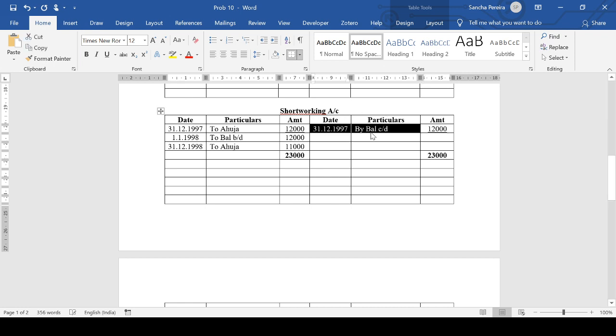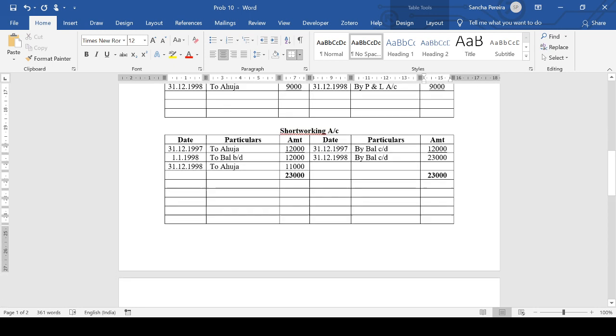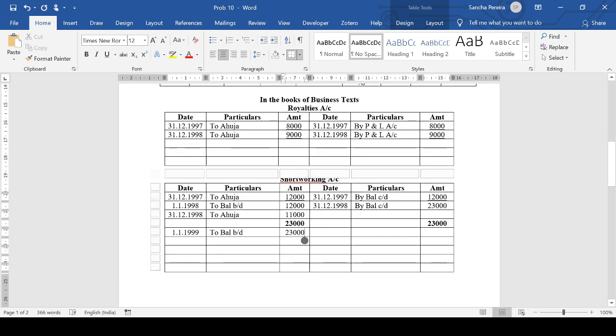So your balance carried down at 31st December 1998 will be 23,000. You can check it with the statement. You're carrying forward 23,000. Bring down the balance, 1st January 1999, 23,000, and this also closes. Now we come to the third year.